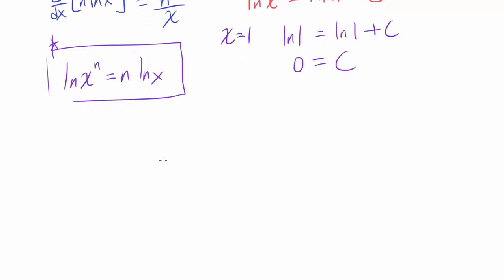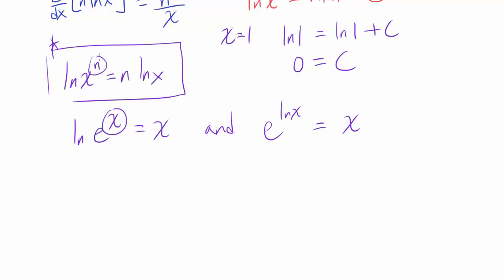Now let's show natural log of e to the x is equal to x, and e to the natural log of x is equal to x. Let's start with this one. We have just proven natural log of x to some power, you can bring this power down. So we're going to do exactly that. You're going to get x times natural log of e. And by definition of e, natural log of e is 1. So this thing is equal to x.